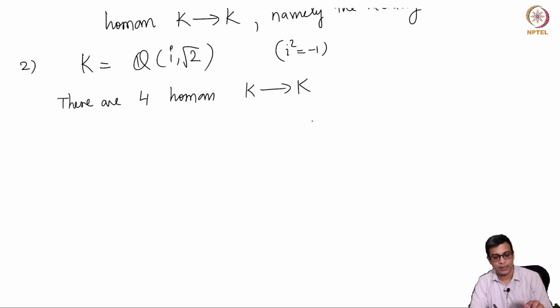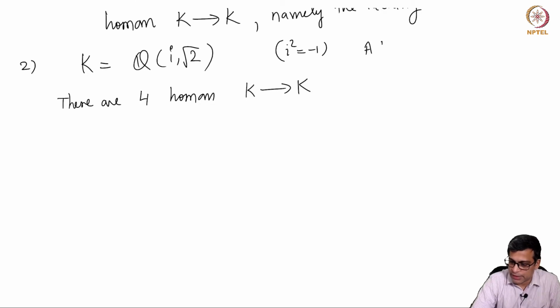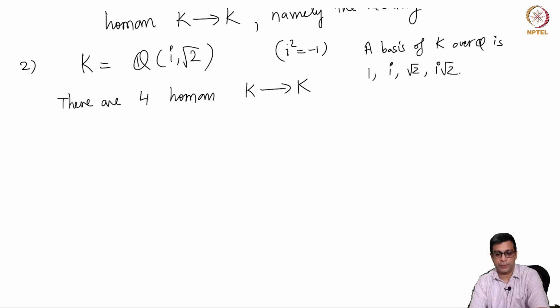One more fact is, to determine a homomorphism from K to K, all you need to do is determine the image of i and root 2. A basis of K over Q is given by 1, i, root 2, i times root 2. So every element of K can be written uniquely as a rational linear combination of 1, i, root 2, i root 2. If you determine the images of i and root 2, the image of i times root 2 is automatically determined. So every image will be determined.